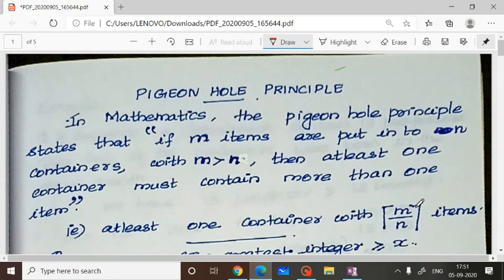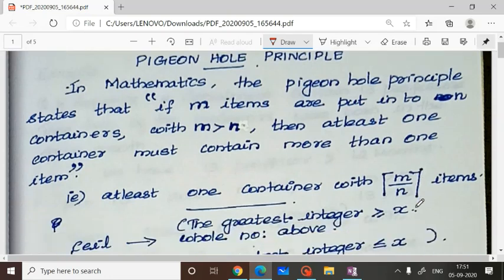This is one of the topics in the KTU syllabus of the 2019 scheme, the pigeonhole principle. Here, first we have to know what the pigeonhole principle is. Then, based on that statement, we have to do one or two examples. So the first topic is the pigeonhole principle in mathematics. I have taken a simple statement.